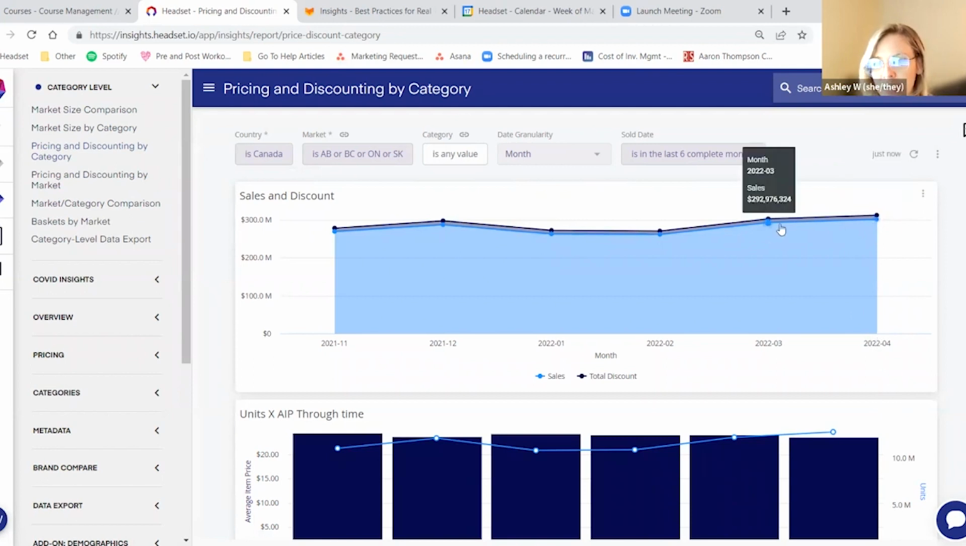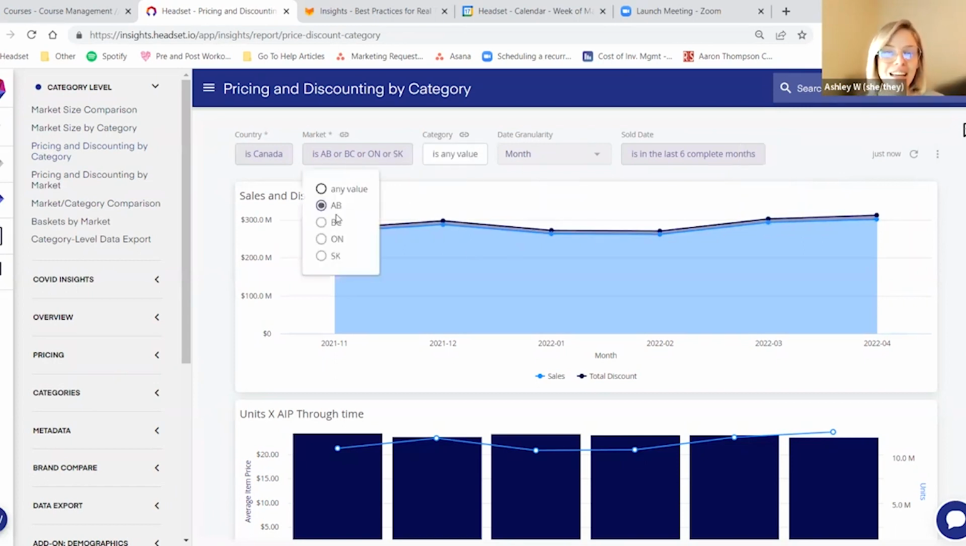So when we're talking about the total sales here, this light blue line, that is going to be what people are actually spending on cannabis. When we look at this discount line, this will bring us up to the delta. So what is total discounts across the market, or in this case, markets that we've selected? Oh, maybe not markets, this is just Alberta.